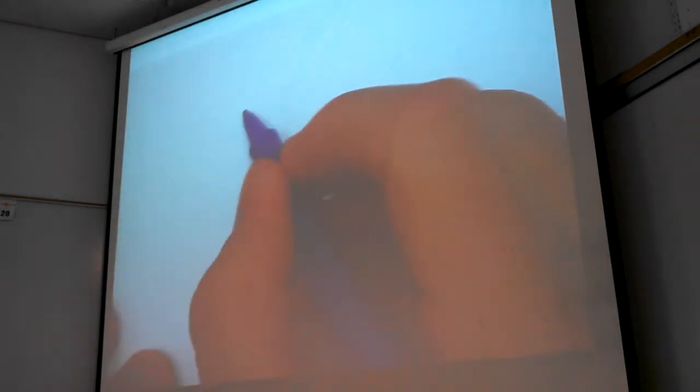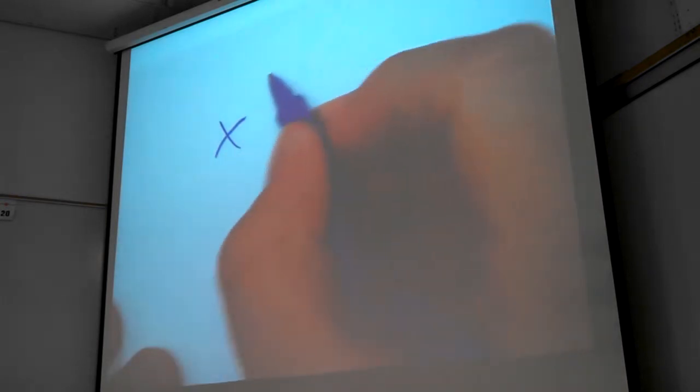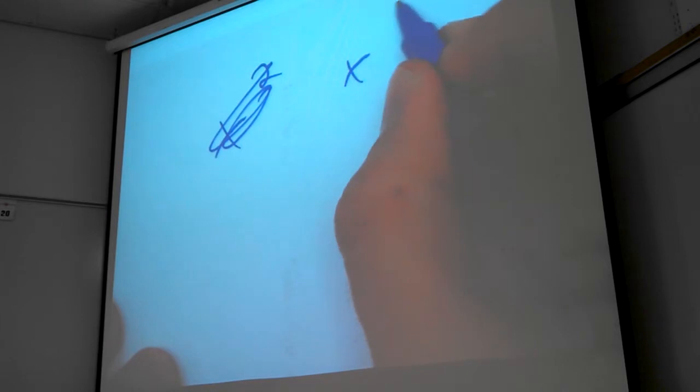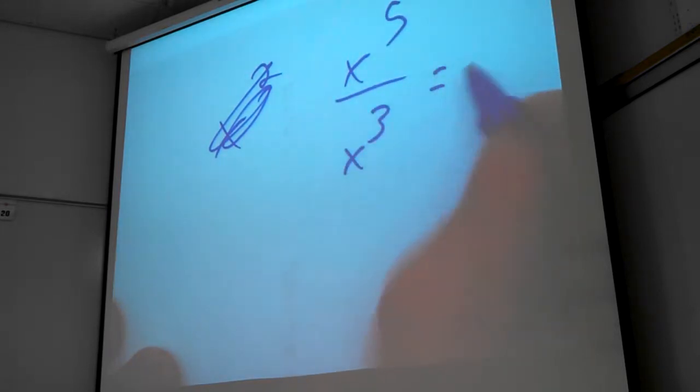Before I get too far, 2 things. Let me show you why negative power means flip. I don't know if you were ever shown this or just told. How do I set this up? All right, let me remind you guys. If I have x to the 5th over x to the 3rd, what would that be?